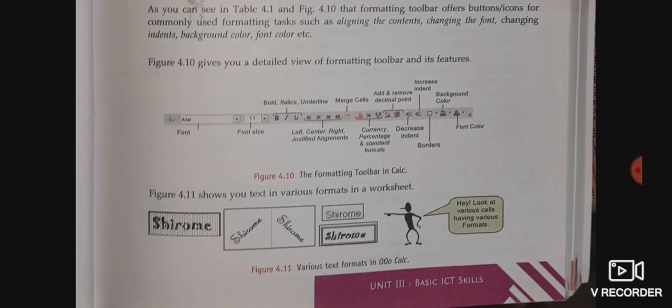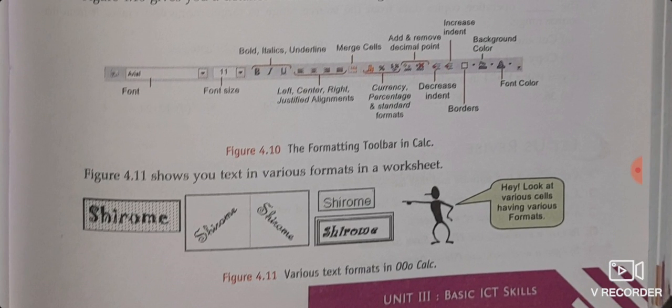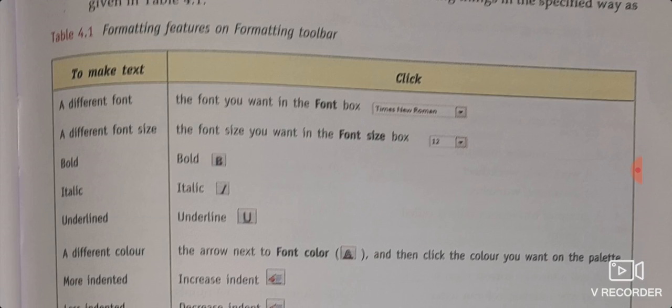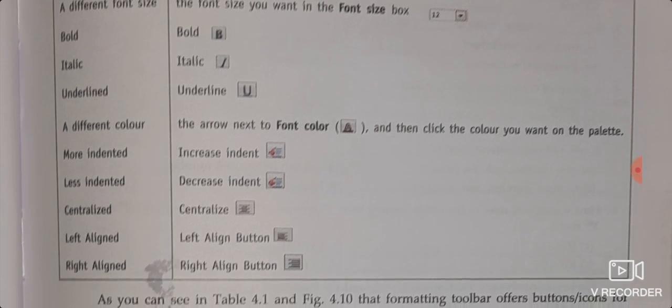Now font and styles. So children, you can see here the formatting toolbar. As in the word processor, you can find the font like Arial, font size 11, bold, italic, underline, then alignments left, center, right, justified, then currency, percentage, decrease indent, increase indent, background color, font color. So these all you can find in the formatting toolbar. You can use these buttons from here. And this is the description of all the buttons: font size, bold, italic, underline, different color.